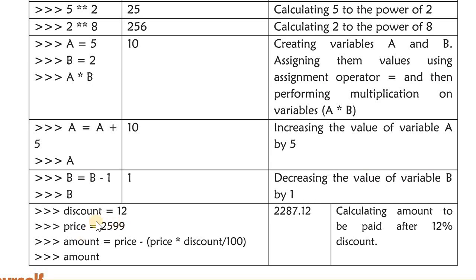Now see this question. This set of instructions: discount is 12, price is 2599, and amount is price minus price into discount by 100. When I write amount, I am trying to calculate the value. First do this in your rough copy and then write it in the interactive mode, and you will see that the answer is 2287.12. So basically you are calculating the amount to be paid after a 12% discount.